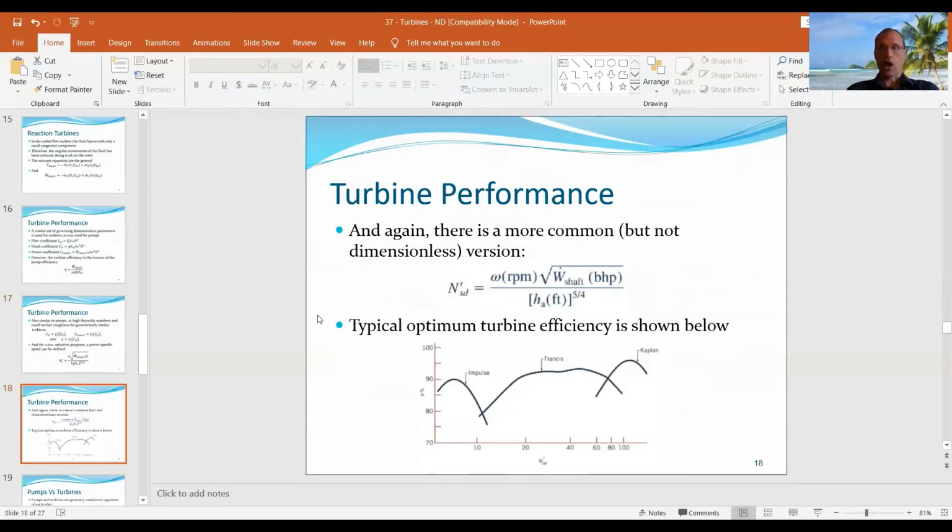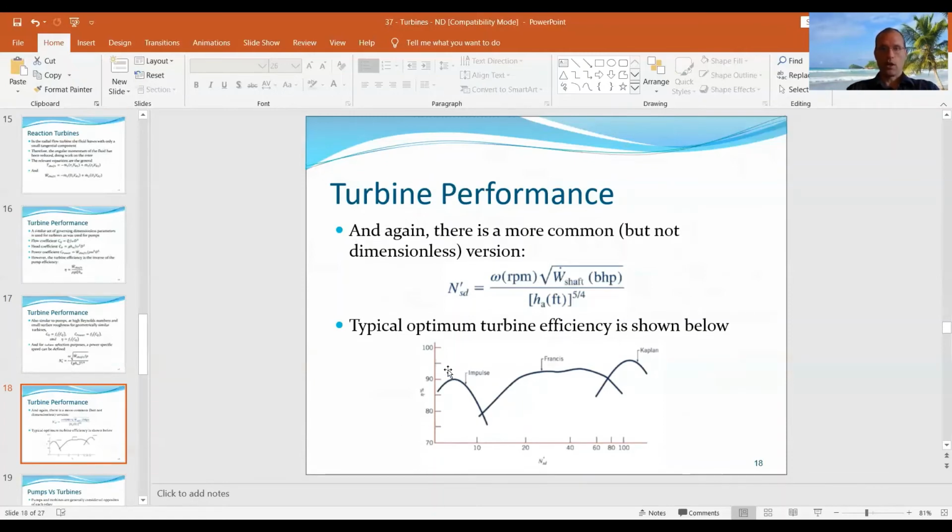There's also a common US version that is dimensional, so not dimensionless, but does use standard units, so it makes my life easy when it comes to calculating these things. So omega in RPM. I have shaft work in horsepower. Get rid of the rho, don't need it. Get rid of the g on the bottom, don't need it. And then H in feet to the 5/4 power. And that gives me the dimensional version of specific speed. And from that, I can compare efficiencies for these various different turbines.